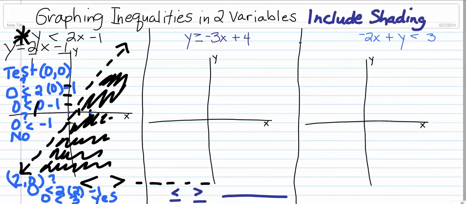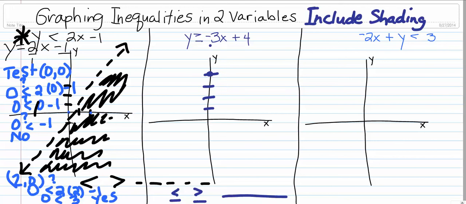These will include shading. Okay, so I need to find out where I'm going to start. And I'm just going to make 4 tick marks here. And I'm going to put a y-intercept up there at positive 4. That's my y-intercept.